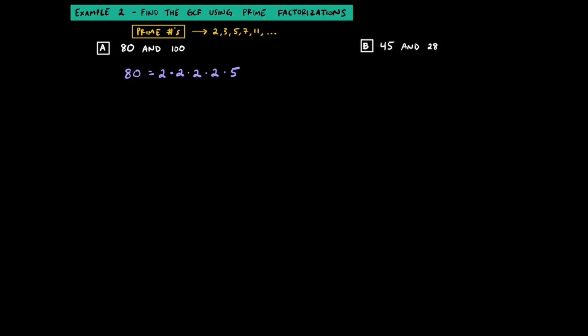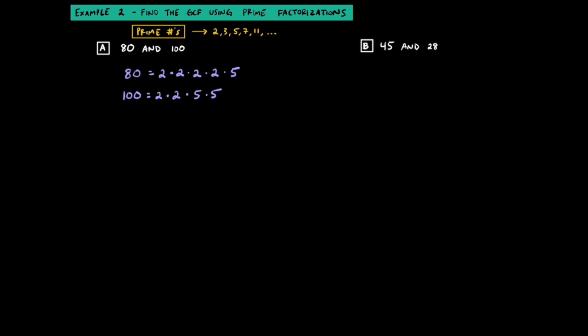You can pause the video to think about it a little bit more, or you can also just make a factor tree. Let's try it again with 100. Since it's even, we know we can divide it by 2, and that makes 50. We know we can divide 50 by 2 to make 25. 25 isn't even, but we can break it into 5 times 5, which are two prime numbers. The prime factorization for 100 is 2 times 2 times 5 times 5.